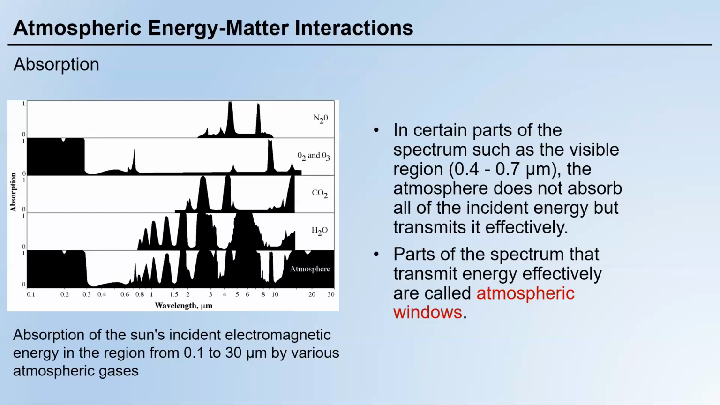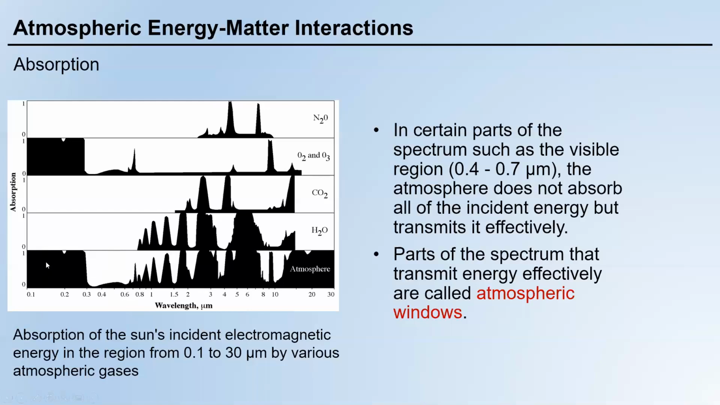They are EMR that can travel safely to the ground of the Earth, because most gases in the atmosphere do not absorb them. Okay? Parts of the spectrum that transmit energy efficiently or effectively are called atmospheric windows. So when you are designing remote sensing sensors, you have to make sure that these sensors are sensitive to EMR within these so-called atmospheric windows, in other words, the part of EMR that is not absorbed by the atmosphere.